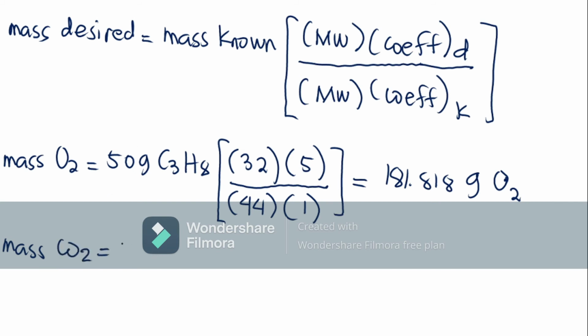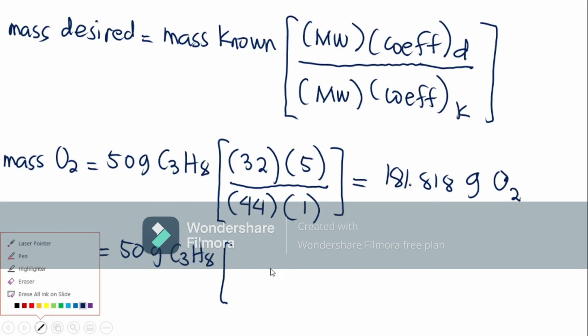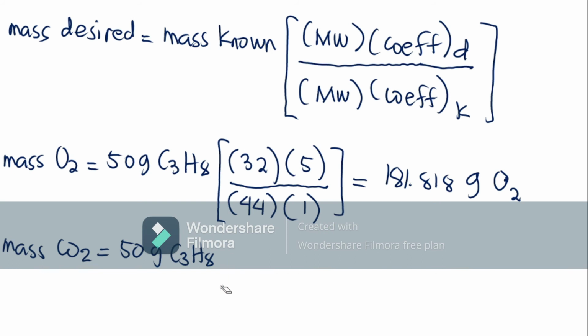So we'll start with 50 grams again, 50 grams of C3H8. Then times... okay, ganun ulit. Hindi naman magbabago itong denominator. So this is still 44. This is the molecular weight of C3H8.